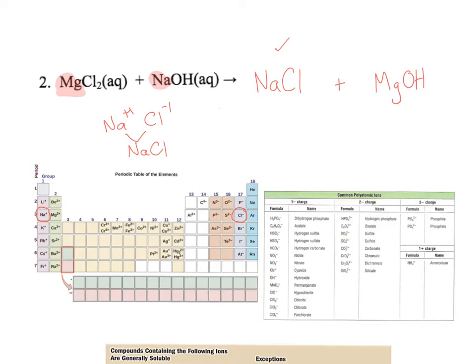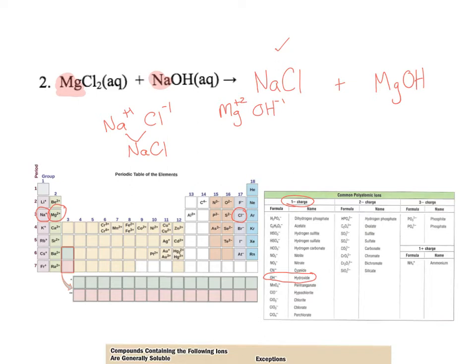Next one, MgOH. So here's Mg and OH. Let's find them in the table below. Here's Mg, and OH is a polyatomic ion. It's here, and it has a -1 charge. So that's going to be a +2 and a -1.